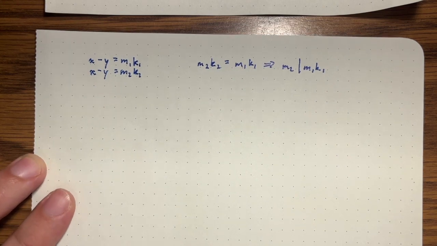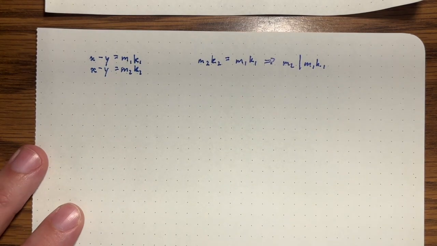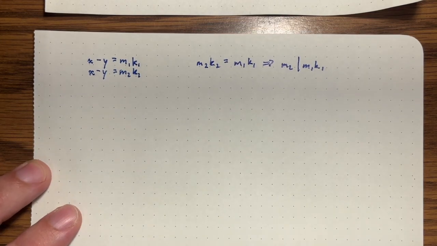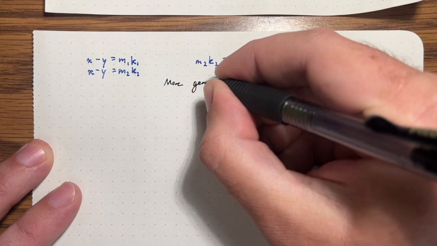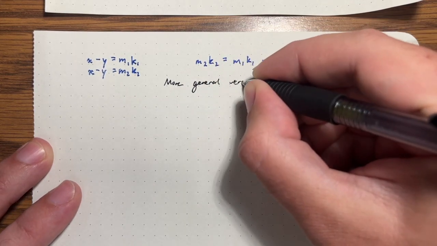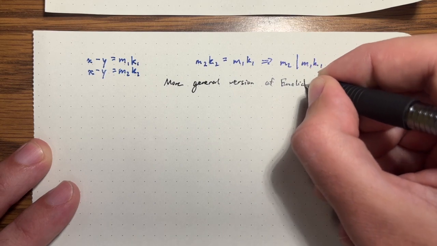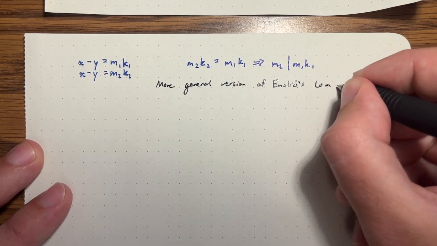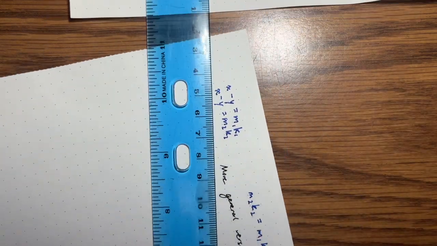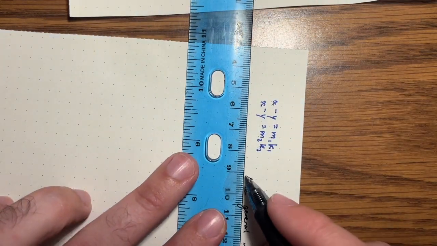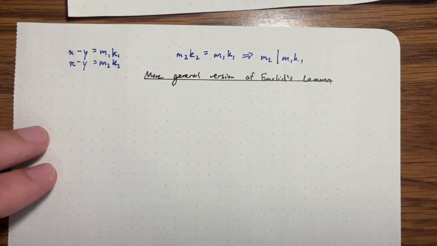Okay. And the problem is m2 is not prime. So we cannot use Euclid's lemma. However, we can use a more general version of Euclid's lemma. This will actually give us an opportunity to recall the proof of Euclid's lemma, which is always good to do. It's such an important statement that it's good to understand this one fairly deeply.